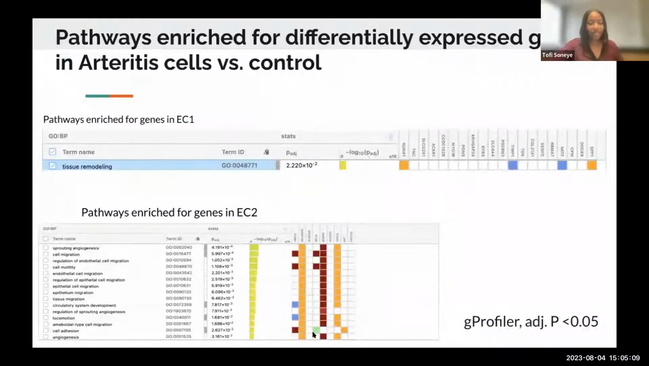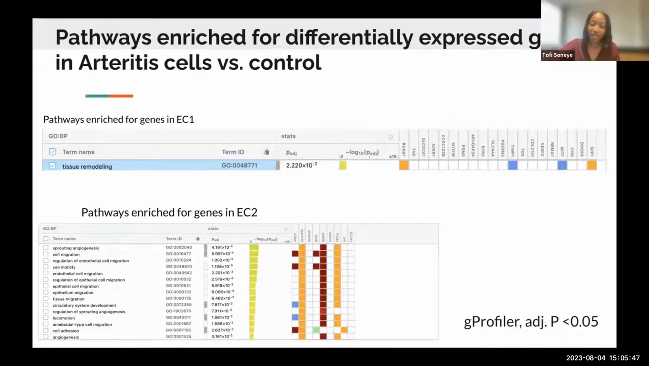And here I ran gene set enrichment analysis, for which I used a tool called g:Profiler. g:Profiler just takes an input of your genes, runs it against a background of all known genes, and gives an output of all the pathways that these genes are significantly enriched in. So here in endothelial cell 1, EC1, we can see that it was significantly enriched in only one pathway, which was tissue remodeling. But in EC2, we had more interesting results.